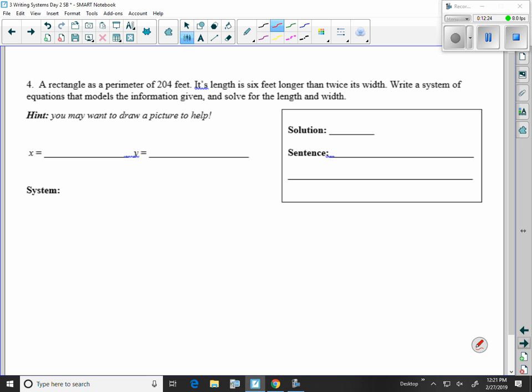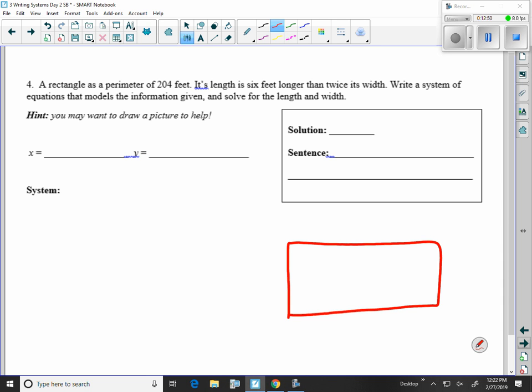Friends, go ahead and flip. We're on number 4. Okay, number 4, we're going to have to draw a picture. This one takes a little bit of effort. So we're going to draw a rectangle. Now, if I was to ask you to find the perimeter of a rectangle, what would you tell me to do?